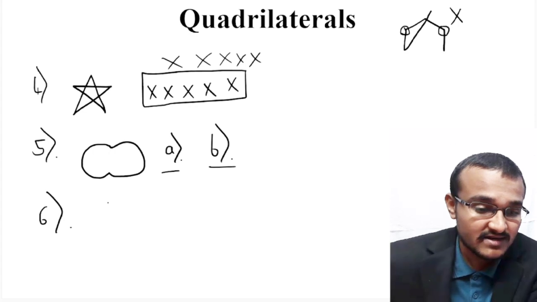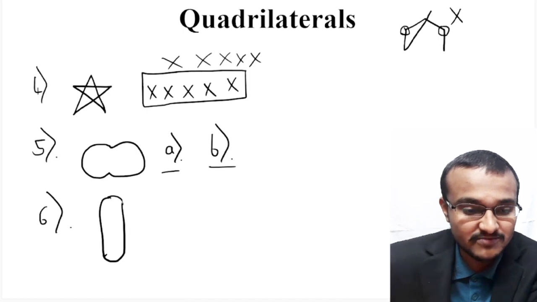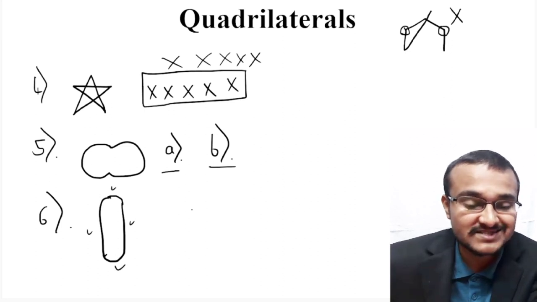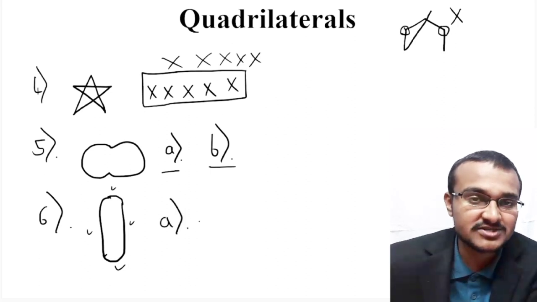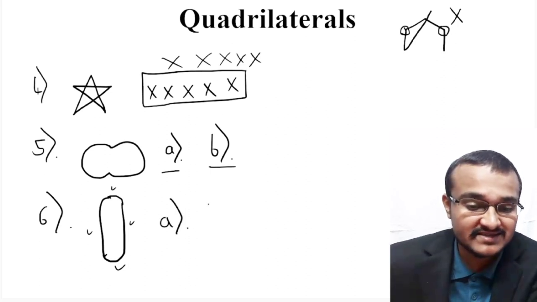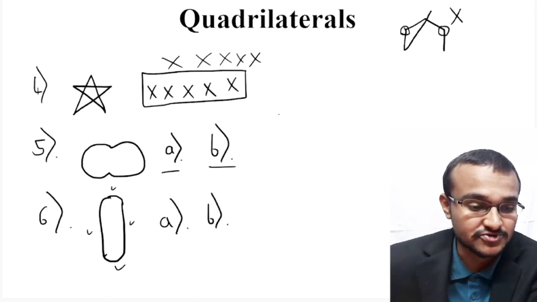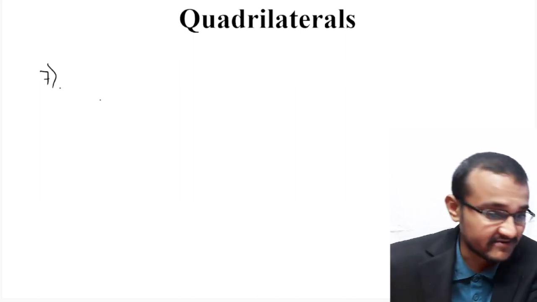Coming to the sixth one, you have this particular image. So there are two line segments present, but on the top there is a curved surface. So here also line segments are there, but a curved surface is also there. So this cannot be a polygon, this cannot be a convex or concave polygon, but this can be a simple curve because it is only one single figure, and this can also be a simple closed curve since it is actually closed.